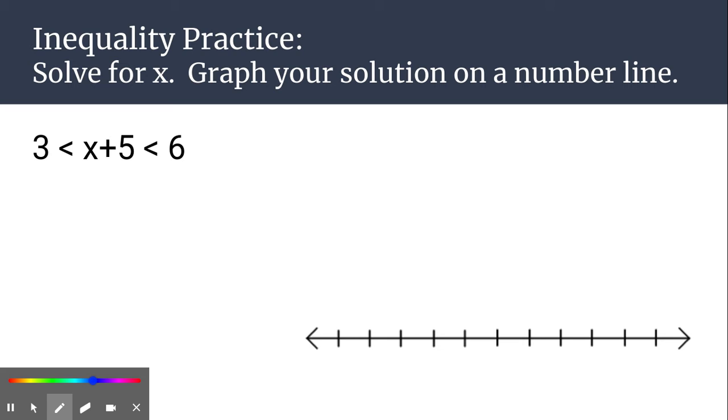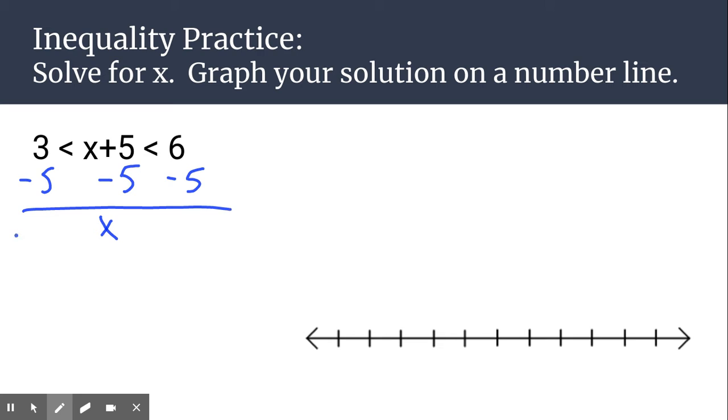This one's pretty easy. I need to subtract 5 to get x by itself. So I need to subtract 5 on the left and on the right. That gives me -2 is less than x is less than 1. So I need the x's that are greater than -2 but less than 1. On my number line, let's see here. If I go -4, -3, -2, -1, 0, 1, 2, 3, 4, 5, and 6.